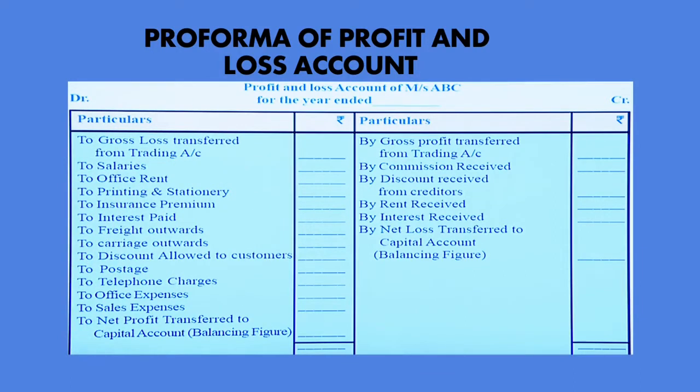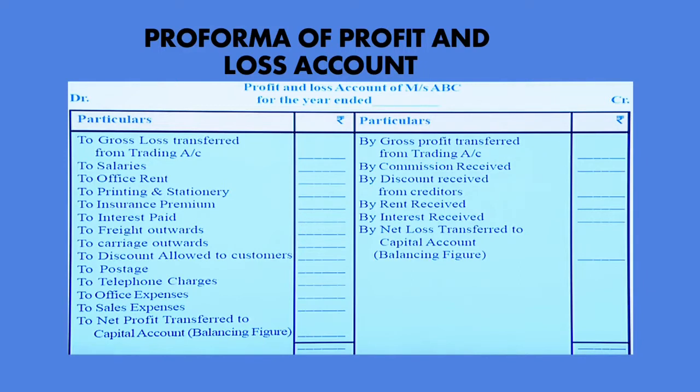From the trading account, you have identified just now gross profit or gross loss. Gross profit means in the trading account it is coming on the debit side, so it is transferred to the credit side of the profit and loss account. If gross loss is coming in the trading account, it will usually come on the credit side of the trading account, so it is transferred to the profit and loss account on the debit side. So gross loss is transferred from the trading account to the profit and loss account on the debit side.